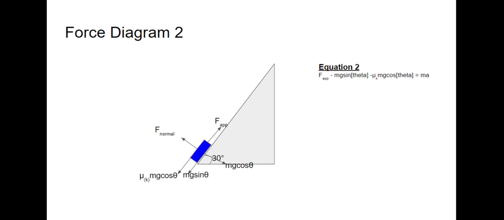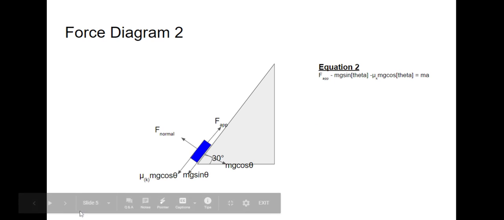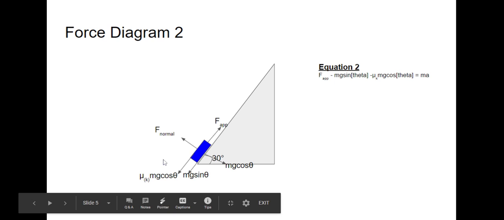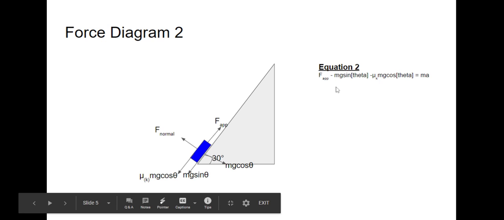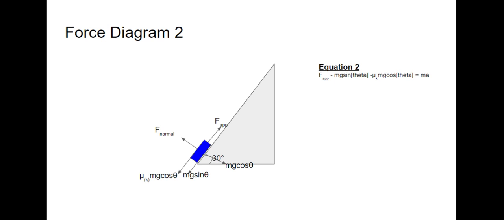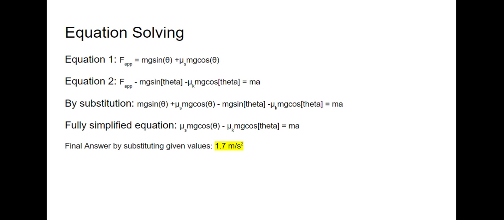The second diagram will have similar labeled forces as the first. The only key difference is with the force of friction while the object is in motion. The coefficient of friction between the cargo and the ramp is different when the object is in motion, and hence is represented by mu k rather than mu s. The second equation, representing the object while in motion, would be as follows. F applied minus mg sine theta minus mu k mg cosine theta is equal to ma.